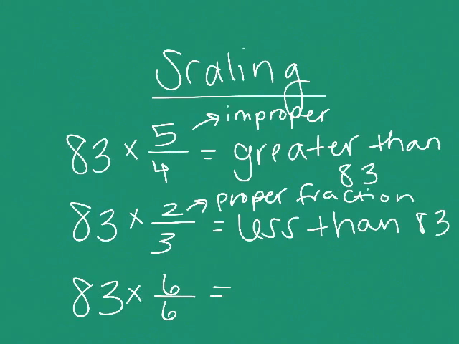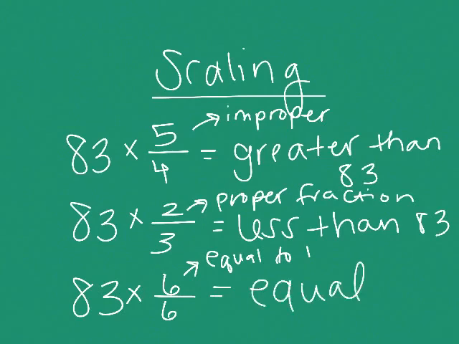And if we multiply our whole number by a fraction that is equal to 1 whole, then our answer is going to equal 83, or whatever our whole number is. Okay, so that's when we talk about scaling, and we talk about not even having to do the multiplication. We just know our answers will either be greater than if it's improper, less than if it's proper, and equal to if it's equal to a whole.